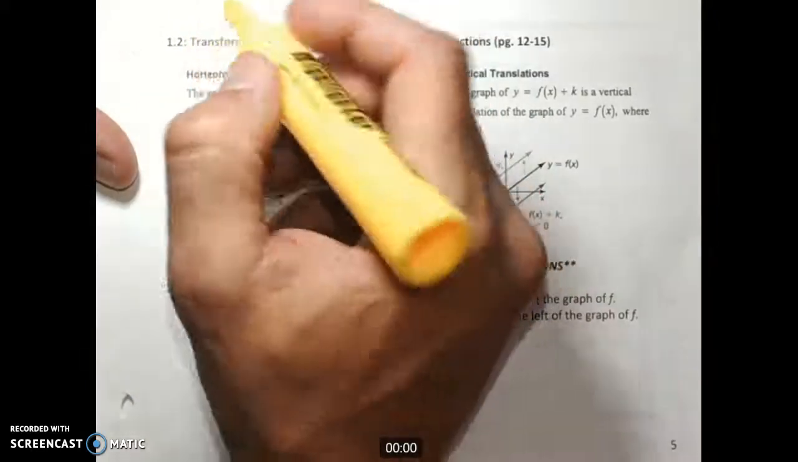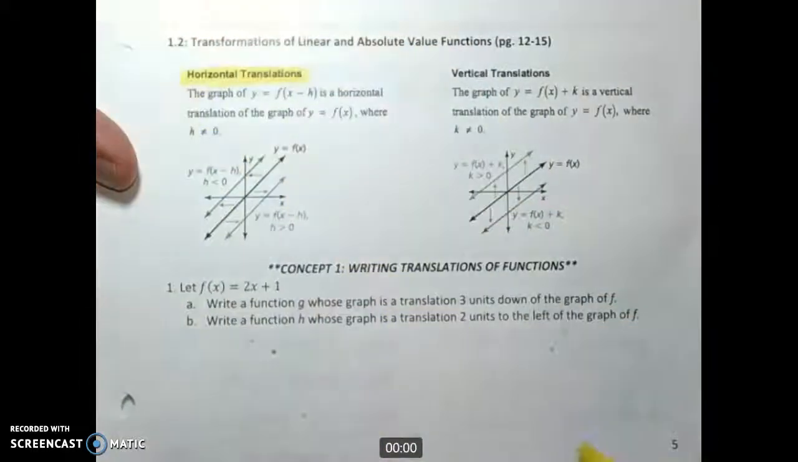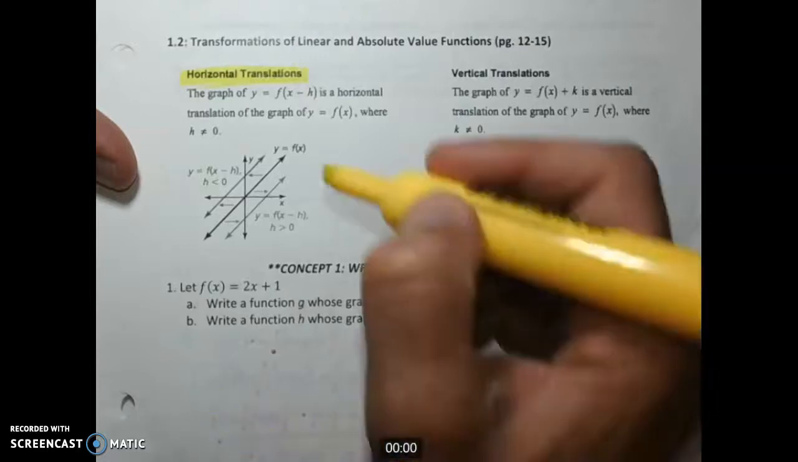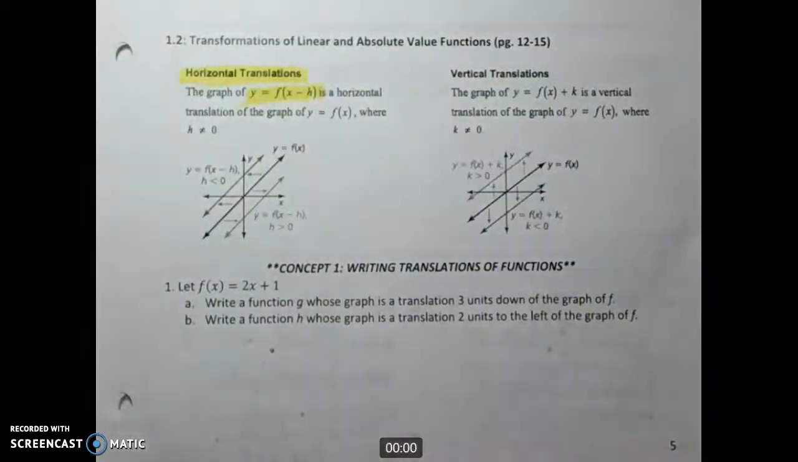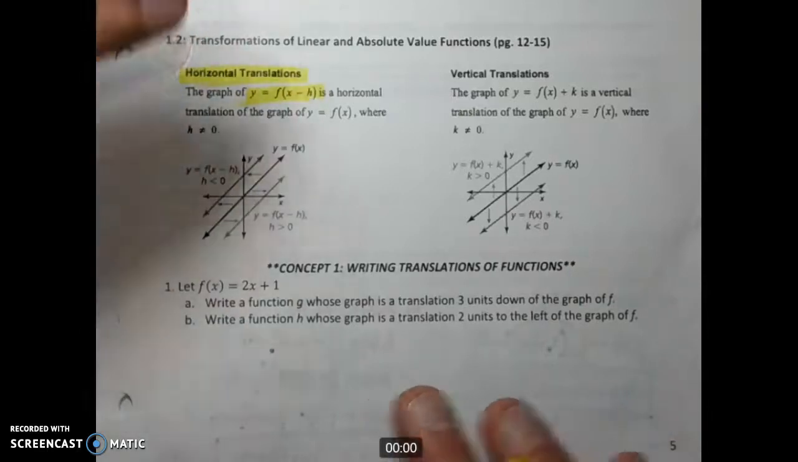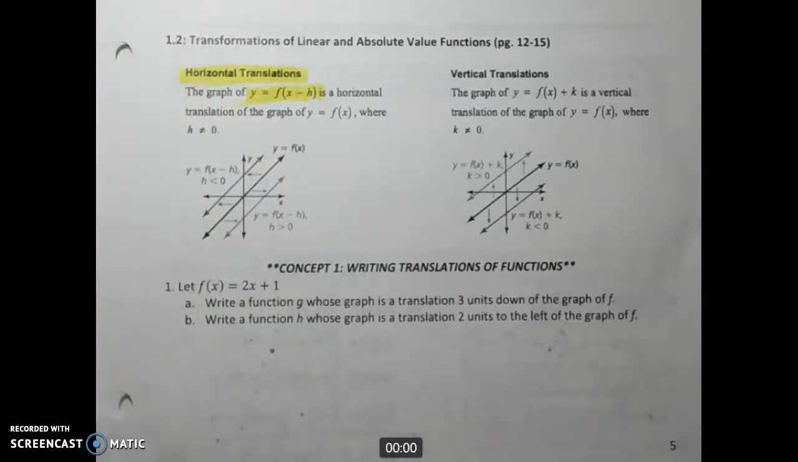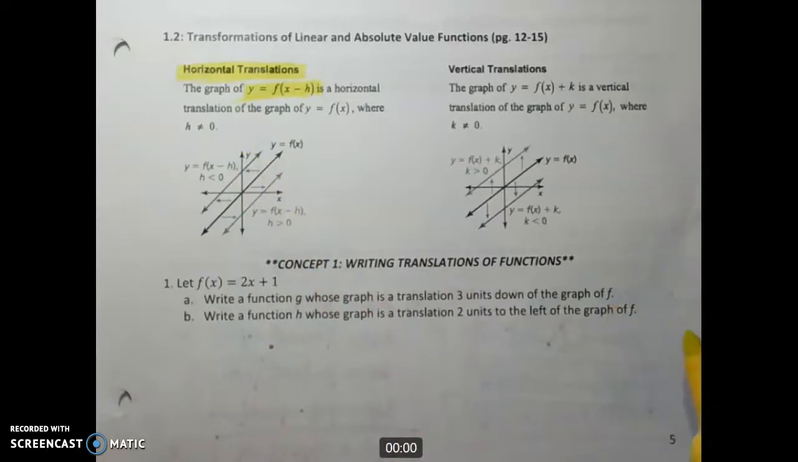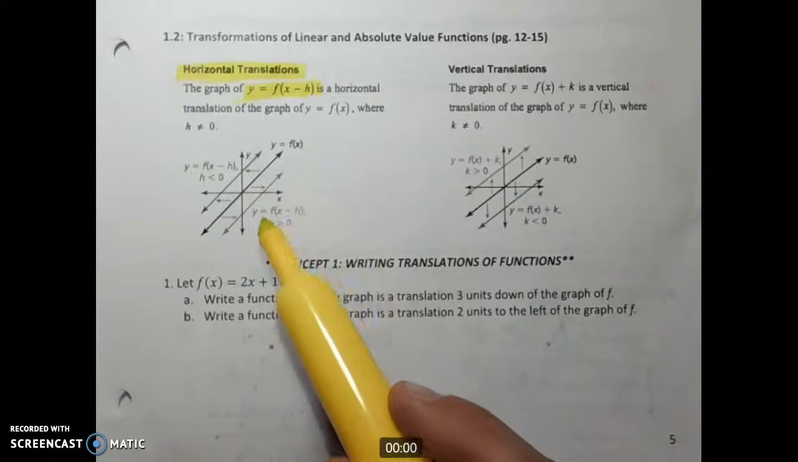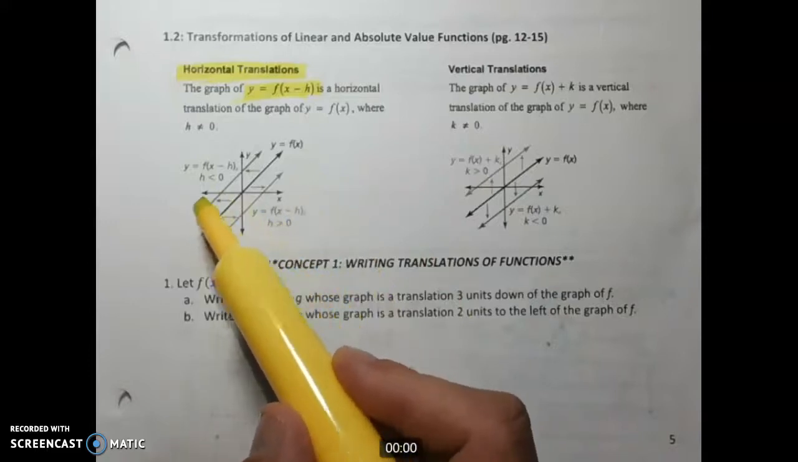The first transformation we're going to talk about is a horizontal transformation, and that is going right or left. This right here, y equals f of the quantity x minus h, is like the absolute key to understanding how to write functions. Horizontal is always counterintuitive to how it normally seems. When I have a quantity like x plus 2, I'm moving 2 to the left.